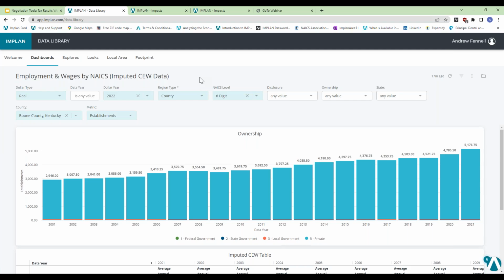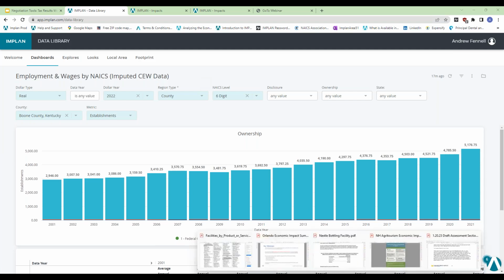We've done a great webinar on data library talking about the data that's in here. Some of the data that's in here is information we'll find for establishments by CEW data, really by NAICS code, for these different areas throughout the country, which we'll be looking at some county data. Here I have Boone County, Kentucky pulled up.